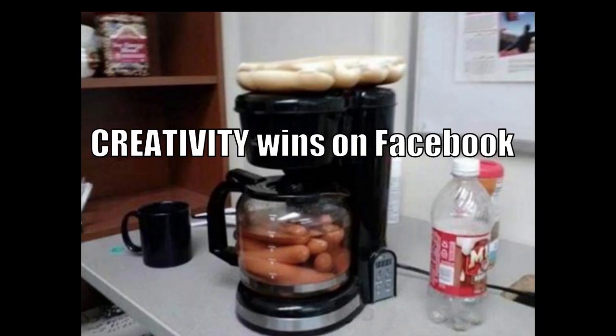Creativity wins on Facebook. This is the way we used to cook hot dogs at FSU, Florida State University. Go Noles. That's just to tell you how weird I am, and that when you are going live on Facebook or posting on Facebook, try to be creative. You've got to stand above the noise. It's a very crowded place.